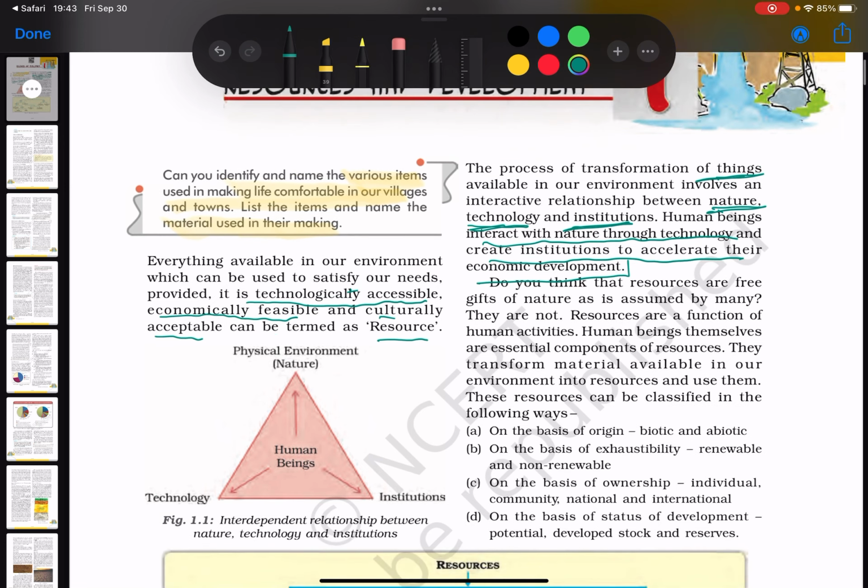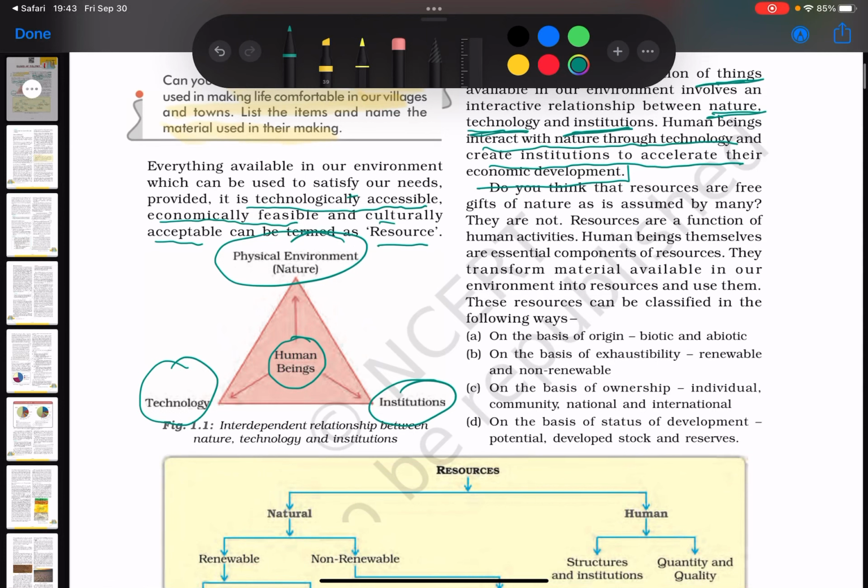Now, this is very well explained by this triangle over here, right? Human beings are at the center and they interact with the physical environment, they use technology, and they create institutions to be able to accelerate their economic development. Now, the question for you: do you think that resources are free gifts of nature, as is assumed by many people? This is very common. Well, effectively, they are not.